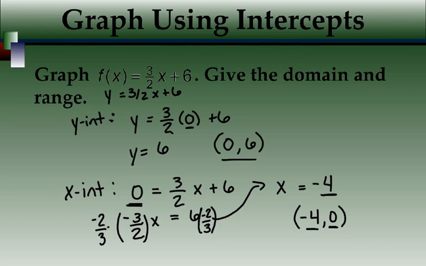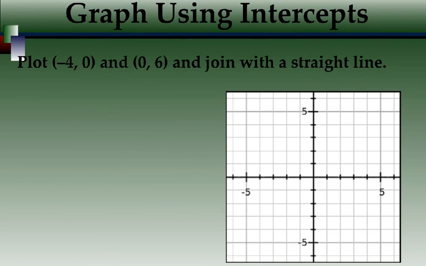Okay, so let's plot these points. So here are the points that I solved on the previous slide. We're going to plot them. Negative 4, 0. It's going to be on the x-axis somewhere, and I'm going to plot that in blue. And then our y-intercept is going to be on the y-axis somewhere. So 0, 6 is right up here.